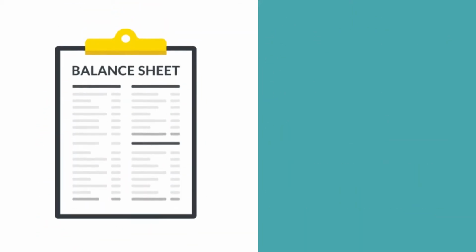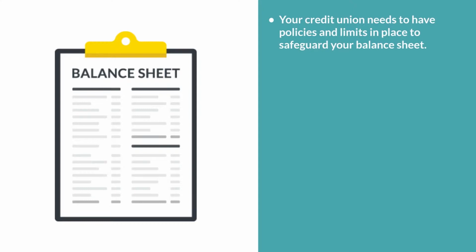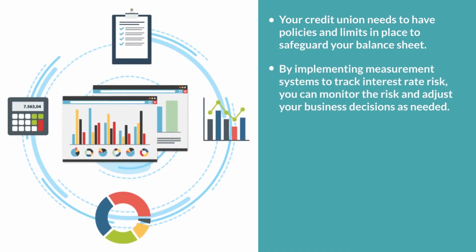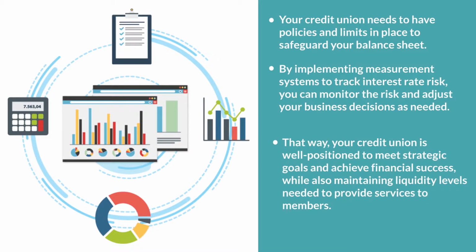Here's why it's so important to keep an eye on risk. When it comes to asset liability management, or ALM, your credit union needs to have policies and limits in place to safeguard your balance sheet. You don't just hand out loans for any amount or purchase an investment without looking at specifics, right? The same protections are necessary for interest rate risk. By implementing measurement systems to track interest rate risk, you can monitor those risks and adjust your business decisions as needed. That way, your credit union is well positioned to meet strategic goals and achieve financial success, while also maintaining liquidity levels needed to provide services to members.